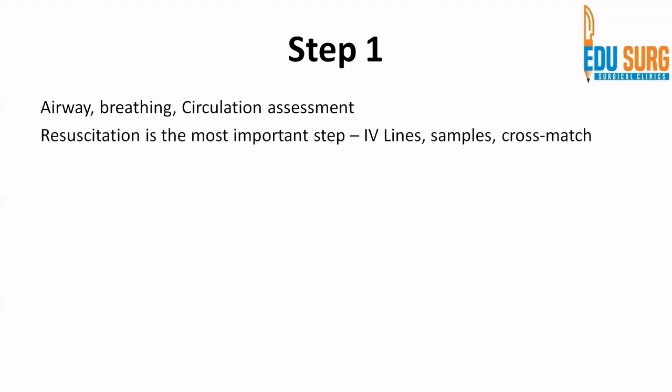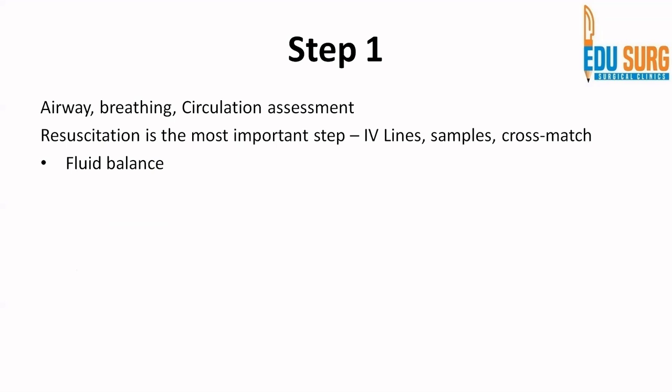So once you have followed these steps, the most important thing in emergency in an acute abdomen is, as always, the ABC protocol, that is look at airway, breathing and circulation. IV lines are taken, samples are taken based on the investigations that we want. We have discussed this in the previous video. A cross match is arranged, INR is sent.